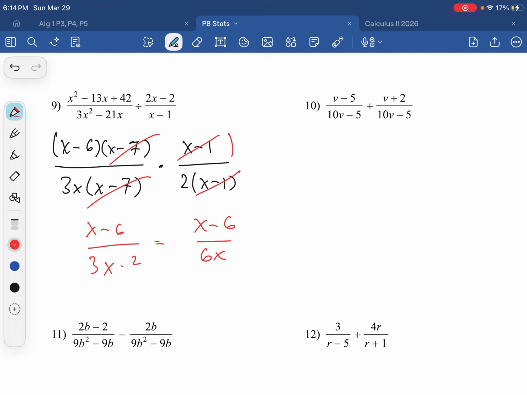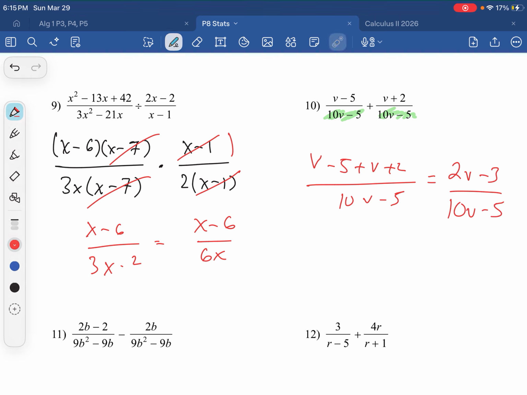For number 10, we're going to be adding. Now in this example, we have rational expressions that have a common denominator. So when I add these, I'm just combining the like terms. It's almost like v minus 5 plus v plus 2 divided by 10v minus 5, or 2v minus 3 over 10v minus 5. Occasionally, you'll add or subtract some rational expressions, then the sum or the difference, like what you're left over with for the rational expression, can be simplified afterwards.